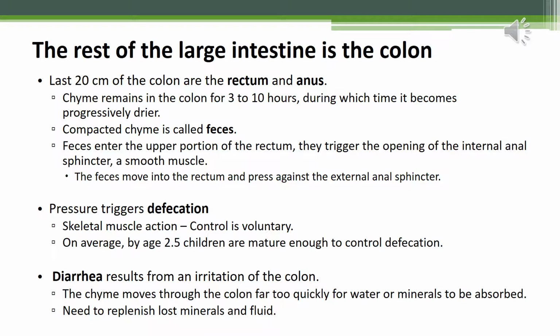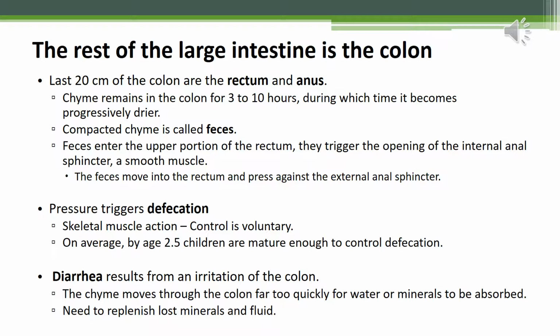Feces enter the upper portion of the rectum, which triggers the opening of the internal anal sphincter, which is a smooth muscle, and it's just a sphincter muscle like any other sphincter muscle. The feces then move into the rectum and press against the external anal sphincter. And pressure is what triggers defecation.